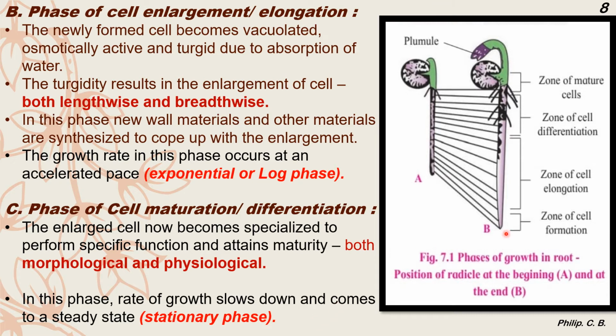So you can see here the image which I added, figure 7.1 from the text, phases of growth in root, position of radicle at the beginning A and at the end B. So you can see in A how the seed which gets germinated, sprouted, the root formation takes place. That's why in the beginning, I added a simple slide showing the seed germination, radicle, plumule, cotyledons. So you get an easy understanding as you learn further. Now, in the B part, if you see, the root further elongates and plumule formation is taking place, and you can see the different regions of the root. That is zone of mature cells, zone of cell differentiation, zone of elongation, and the zone of cell formation.